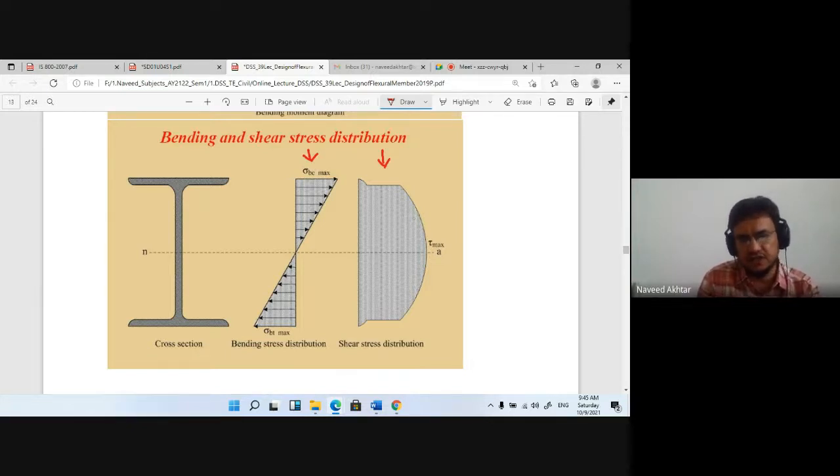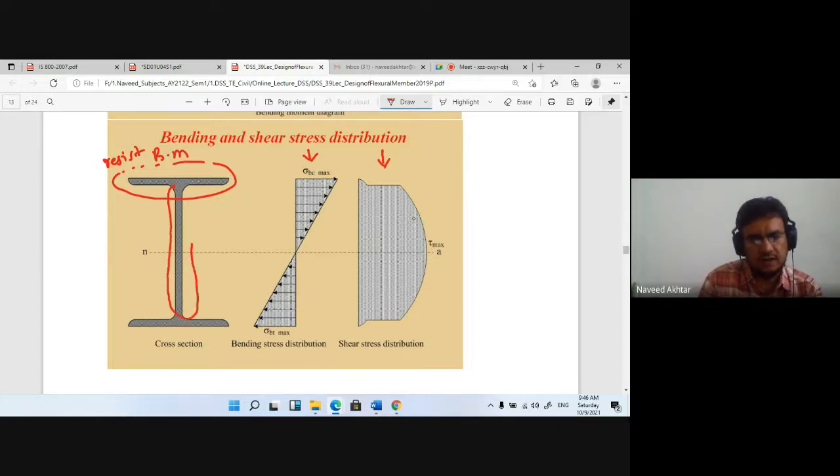Okay, so generally, what we are considering in the design of a beam or flexural member is that the flanges will resist bending moment, and the web, this is the web part, will resist shear force.